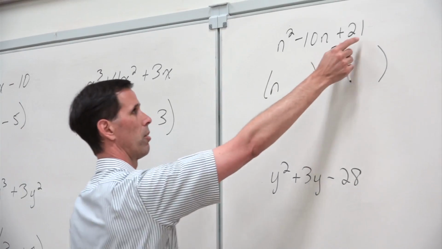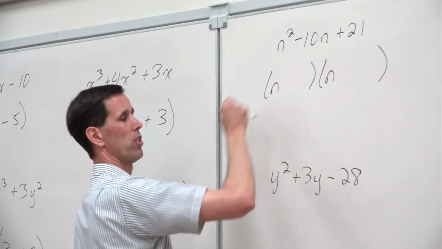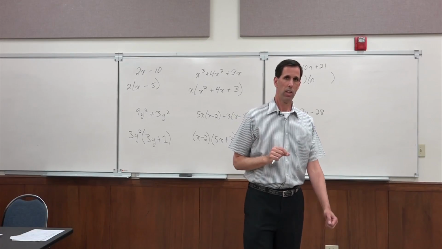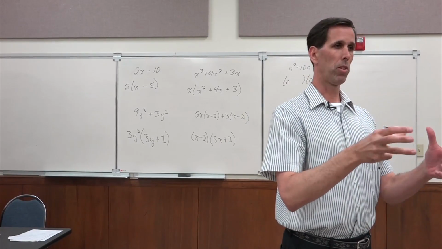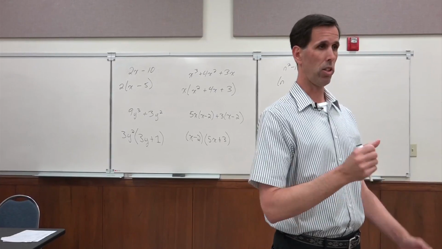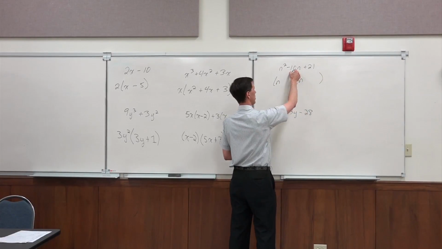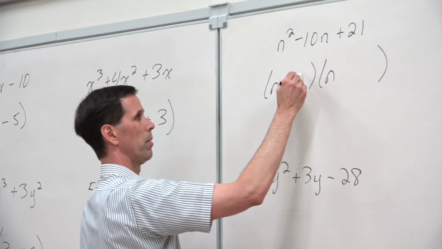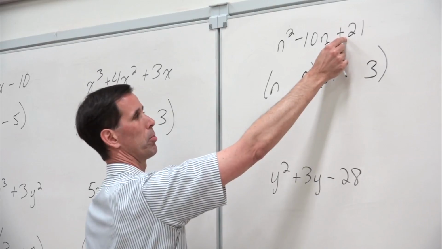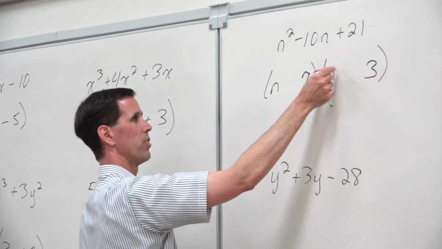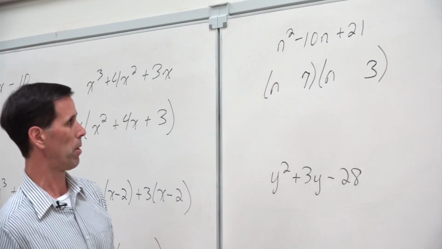Then we want to look at our last term, and we want to ask ourselves, what factors of 21 would add up and make this middle term minus 10n? If you remember when you multiplied binomials, you did a method where you multiplied both parts of the binomial together, so you had an inner and outer product that should add up to negative 10n. So you got to think, what factors of 21 would add up to negative 10? The factors you would want would be 7 and 3. Now, if this last term right here is positive, both of the signs in your binomial are going to be the same. They're going to be the same as this middle term right here.